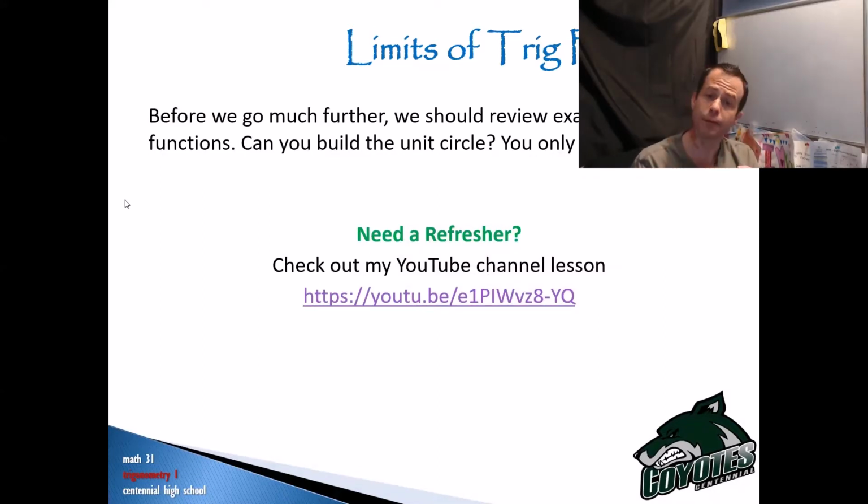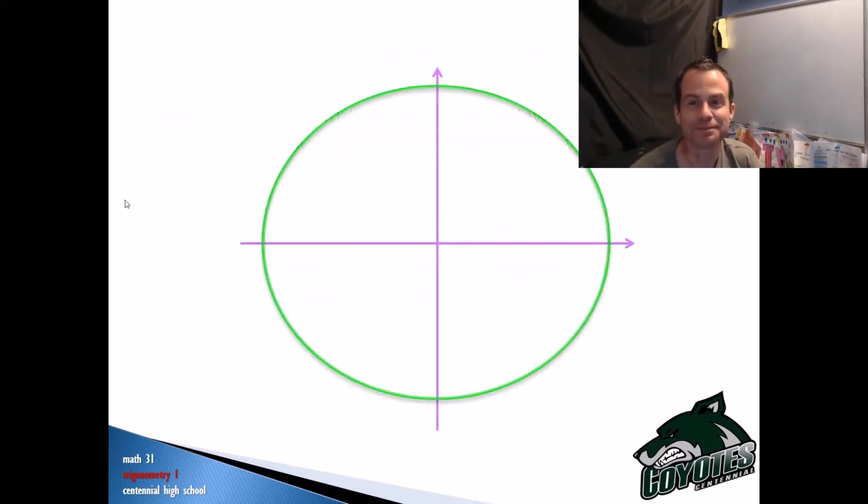So if you need a refresher or you happen to be a student who's taking 31 and 30-1 concurrently, maybe you haven't got to the unit circle yet, you're definitely going to want to take a look at that video, okay? If you can't get the link to work, just Google it. Google solves everything. Okay, so here we go. We're going to build the unit circle.